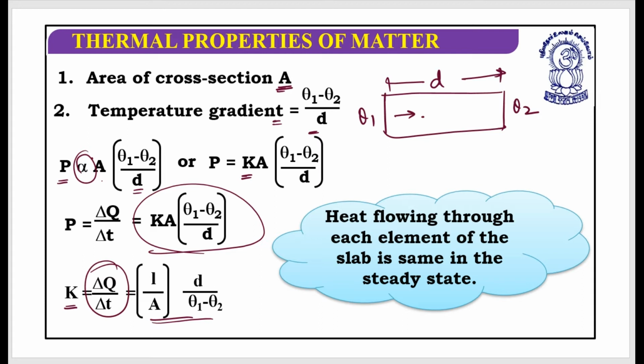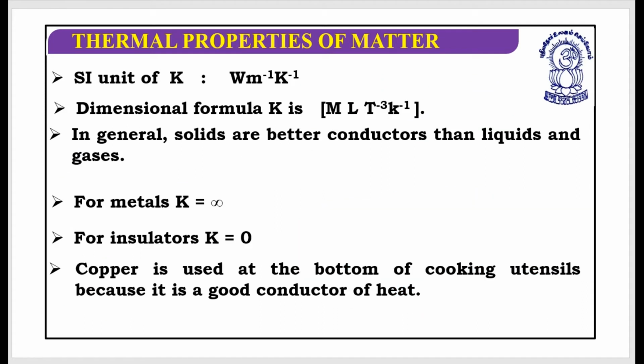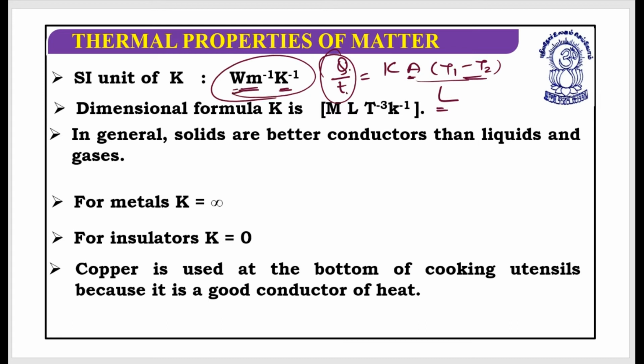Yes, this is what we call thermal conductivity. Now, the SI unit of thermal conductivity is watt per meter Kelvin, because Q by T equals K A (T1 minus T2) divided by L. This Q by T is in watts, the area is in meter squared, L is in meters, so meter squared by meter gives a meter, and T1 minus T2 is in Kelvin. So it's joule per second, which is watt, and the unit is watt per meter Kelvin. The dimensional formula of K is M^1 L^1 T^-3 K^-1.